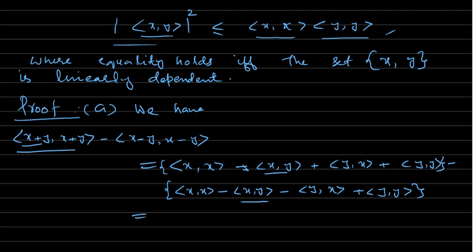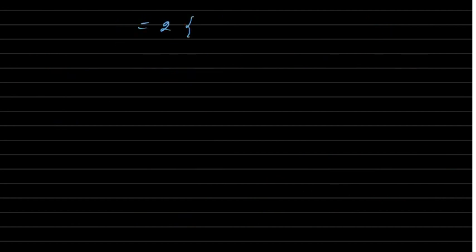But the inner product of x with x will go with the inner product of x, x. So this is plus, this is minus, right? And this is plus, this one is minus. They will go. So it's x, y plus x, y, that's twice the inner product of x, y. Then it's plus twice the inner product of y, x, right? So that's equal to 2 times the inner product of x, y plus the inner product of y, x. So this you have got.